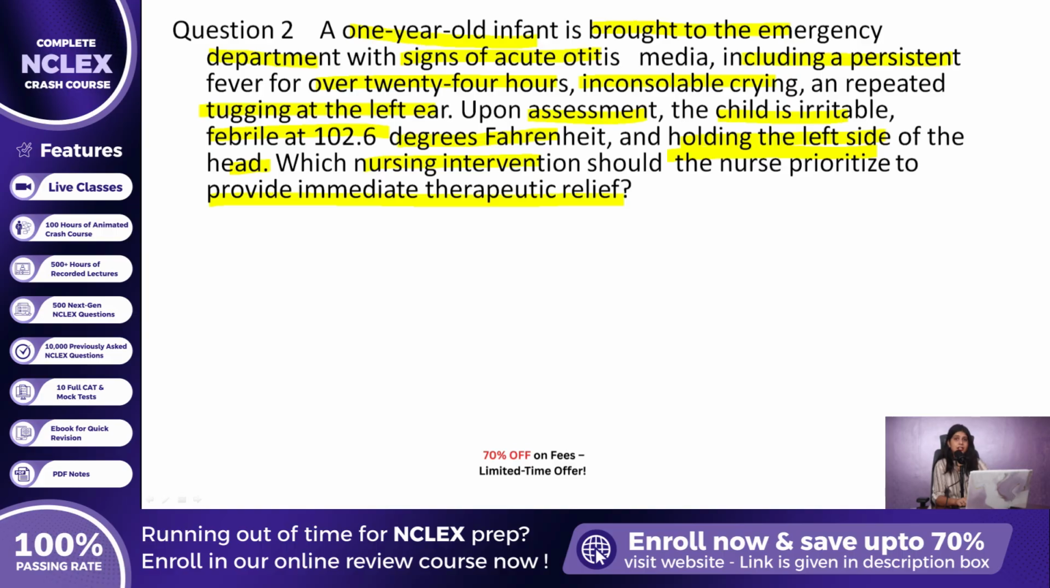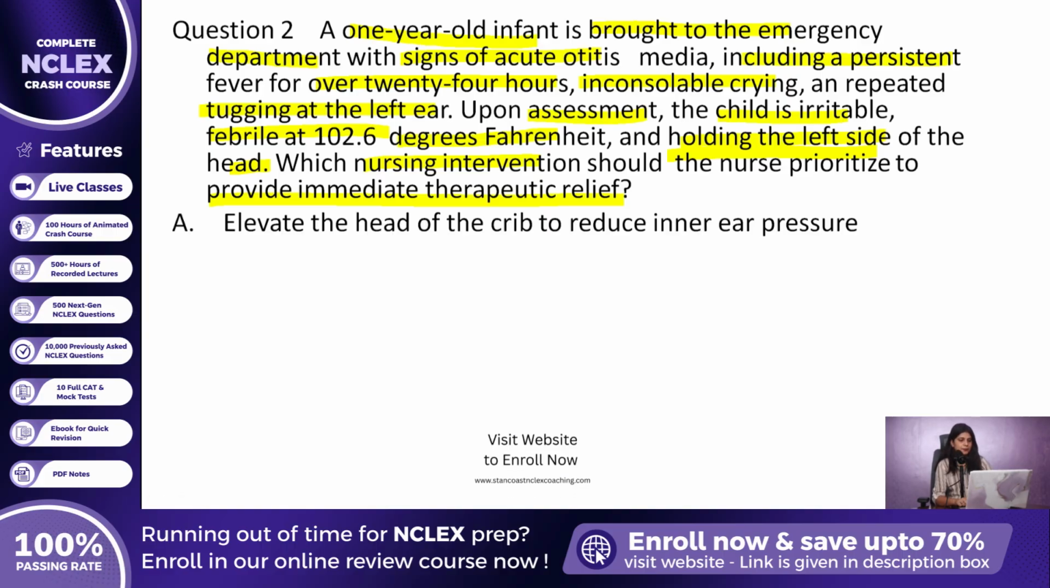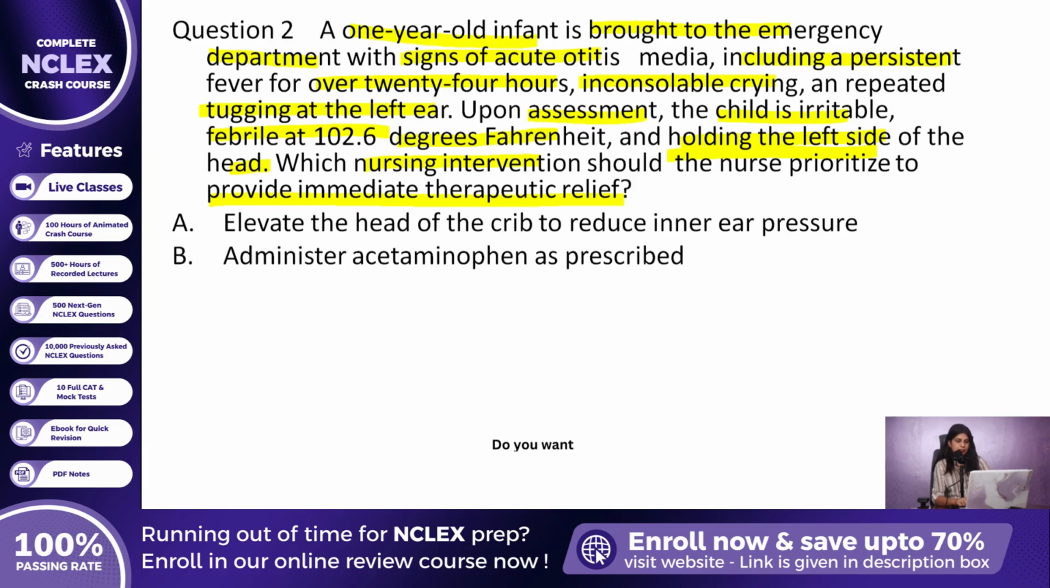Let us carefully examine each of the options one by one. Option A, elevate the head of the crib to reduce inner ear pressure. Option B, administer acetaminophen as prescribed.